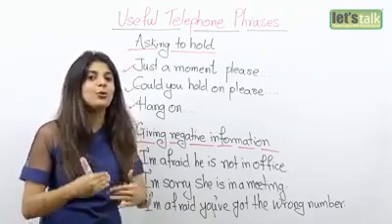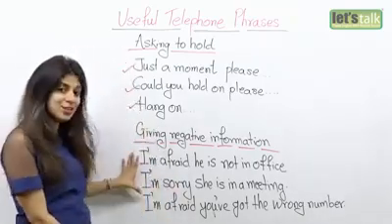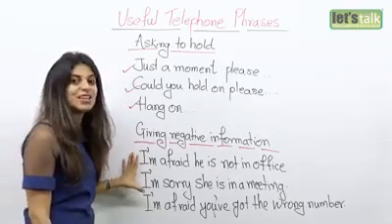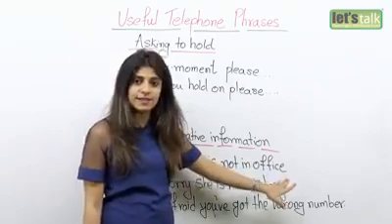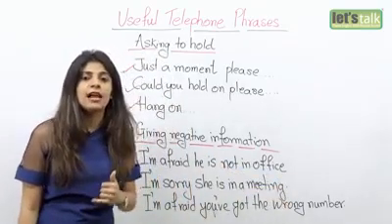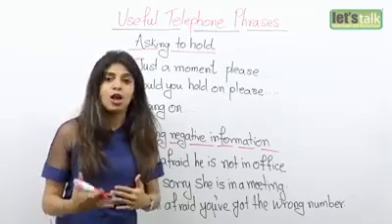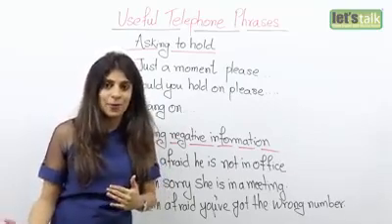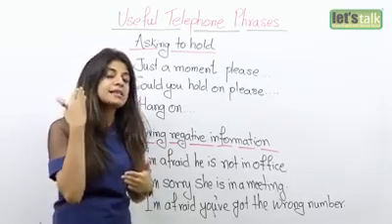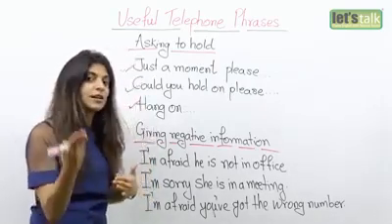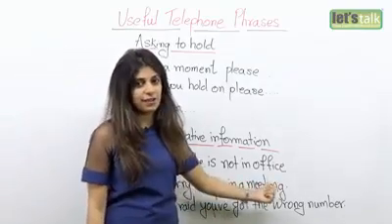So how would you give out this information to the caller is right here. These are the phrases that you can use. I'm afraid he is not in the office. So maybe the caller has called for Mr. John, but Mr. John is not in the office right now. So, as a receiver, you're going to end up giving this information to the caller with the phrase, I'm afraid he's not in the office.